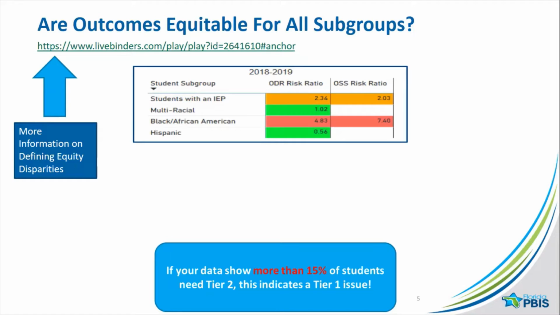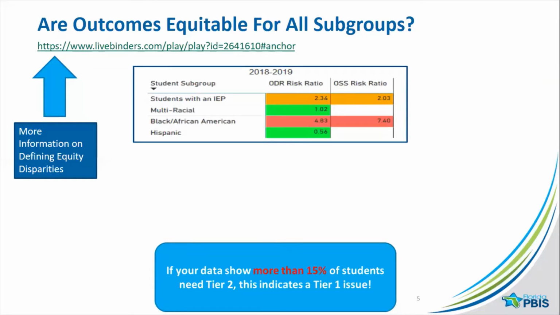And if you want more information, because this type of data breaking down discipline for equity can be kind of confusing, especially if you're new to looking at this data, we referenced you to that LiveBinder link in your PDF handouts where you can see some more detailed information of how to interpret this data, as well as some more background on where this data comes from.